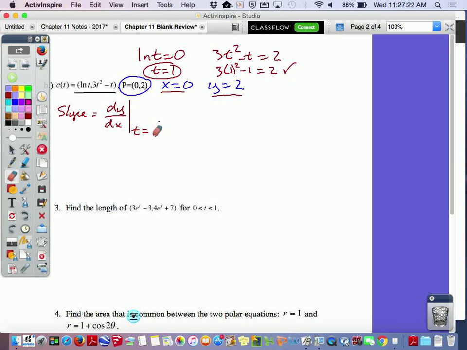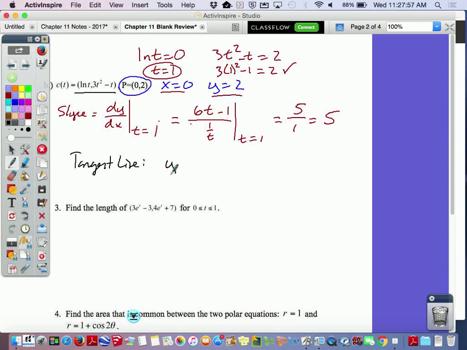So I'm going to put that 1 in here, and then we'll do the same process we did in the last problem. We find dy/dt, that is 6t minus 1. The derivative of ln of t is 1 over t. And when I plug in 1 into that, we get 6 times 1 minus 1 is 5 over 1, or my slope is 5. That combined with my point gives me a tangent line of y minus 2 equals 5 times x minus 0.